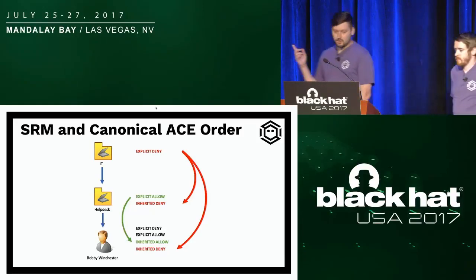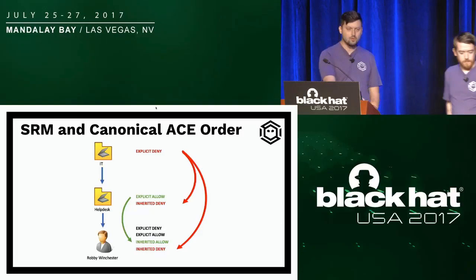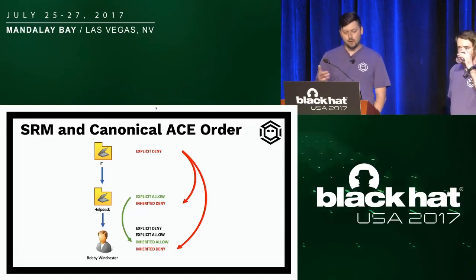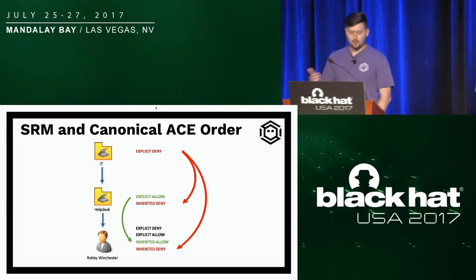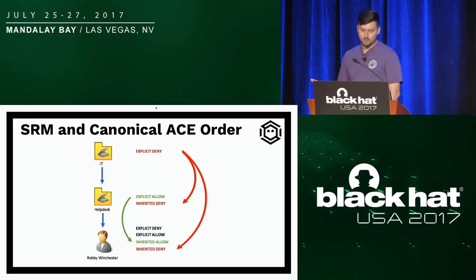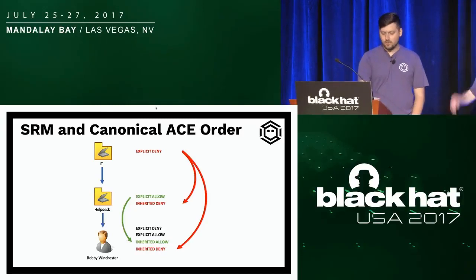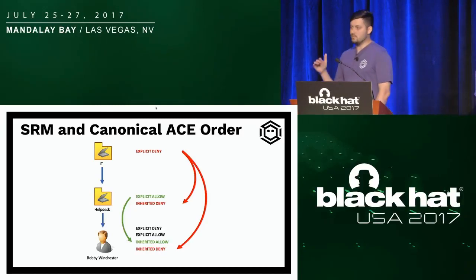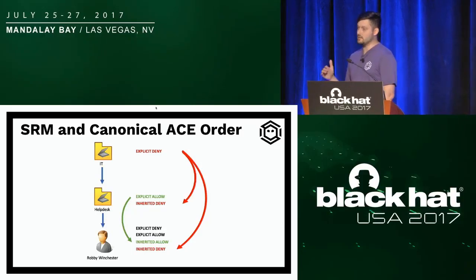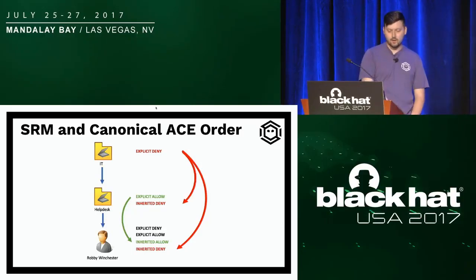So let's take a look at this example. We have this OU here called IT. Under there is an OU called help desk, and under there is a user called Robbie Winchester. I'm going to put an explicit deny on this IT OU, an explicit deny for full control, let's say for example. That's going to inherit down to the OU under there, and on the OU there, it's going to be reflected as an inherited deny. It's also going to inherit down to the user, and it's also going to show up there as an inherited deny.